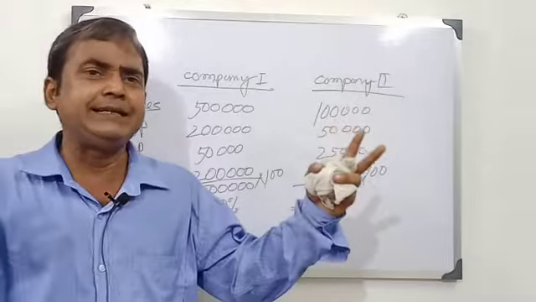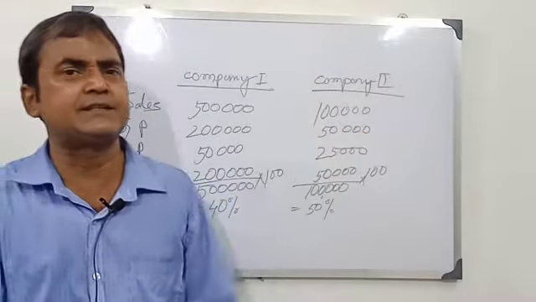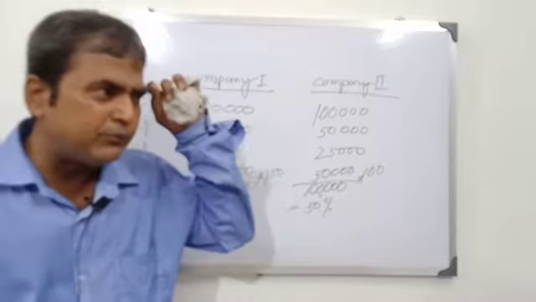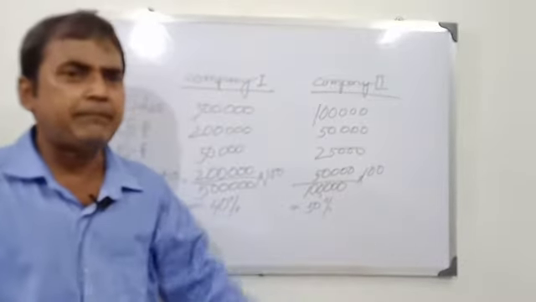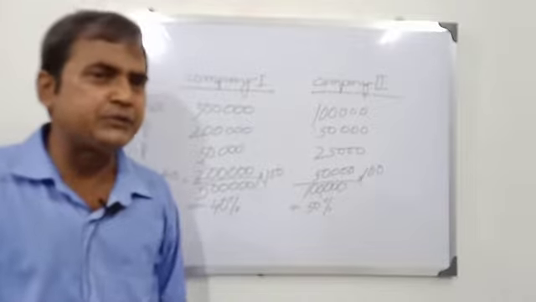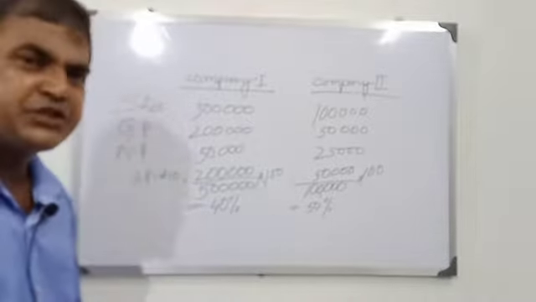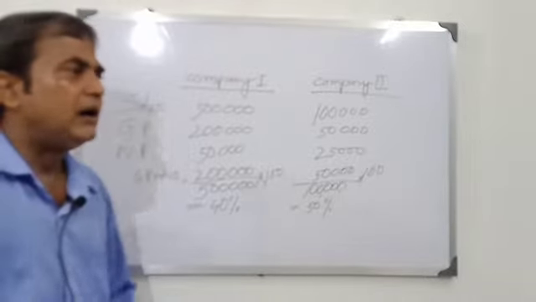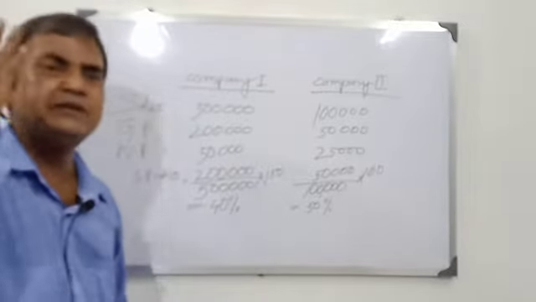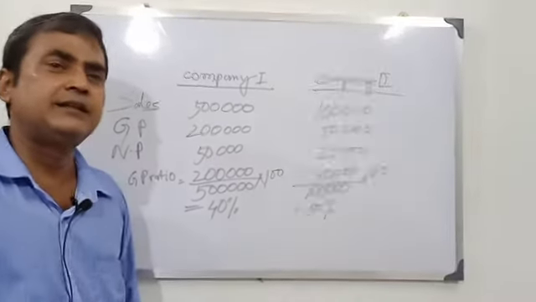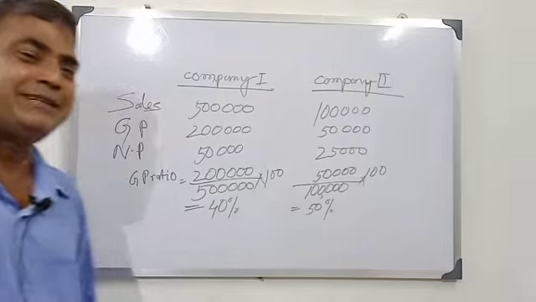So merely looking at the figures, we cannot decide. We have to apply the financial tool, ratio analysis, to find out which company is better. This company is better, 50% kept. 100 rupees sold, 50 rupees earned. 100 rupees sold, 40 rupees earned. That you have to understand.